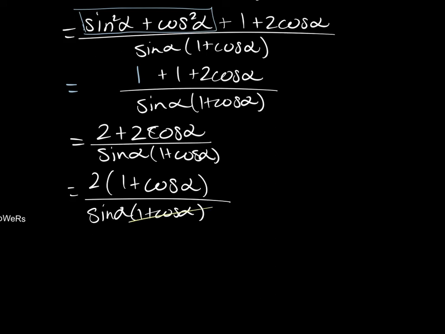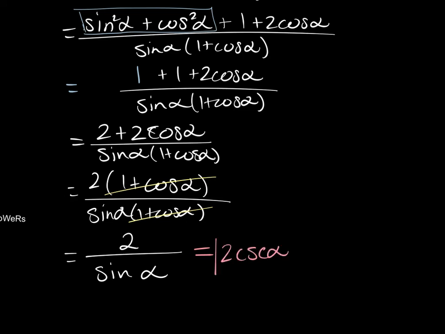My 1 plus cosine alphas cancel out, and I'm left with 2 over sine of alpha. We cannot leave this as is because we can simplify it further. So I'm going to use a reciprocal identity to change this to 2 cosecant alpha. And that'll be my answer.